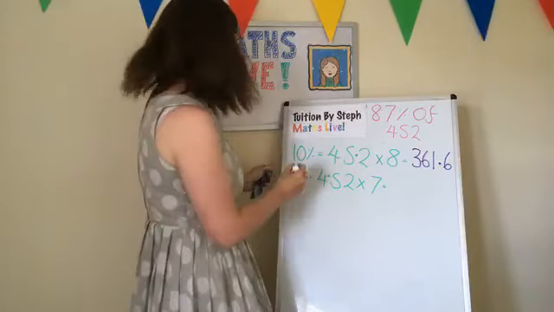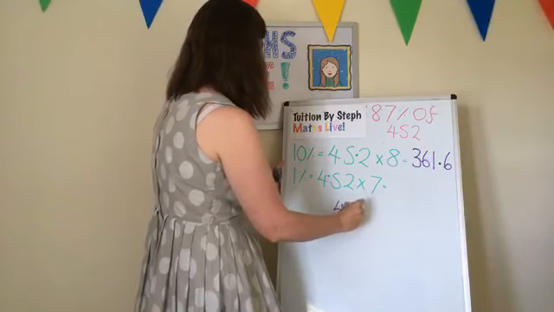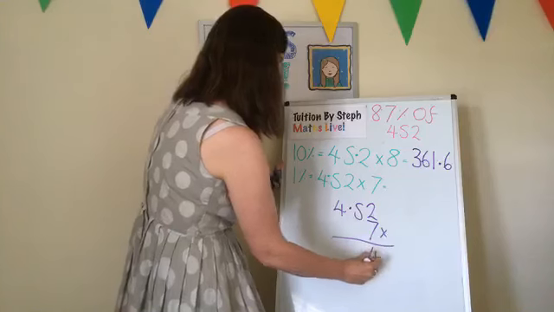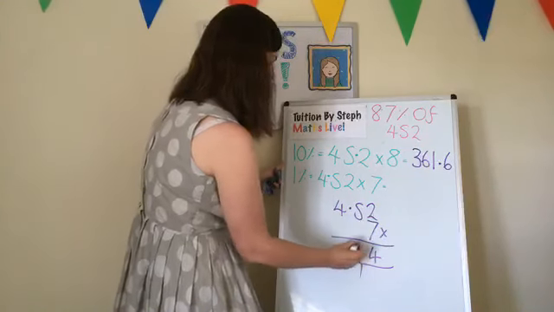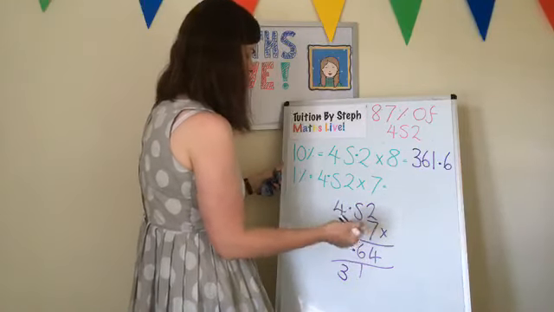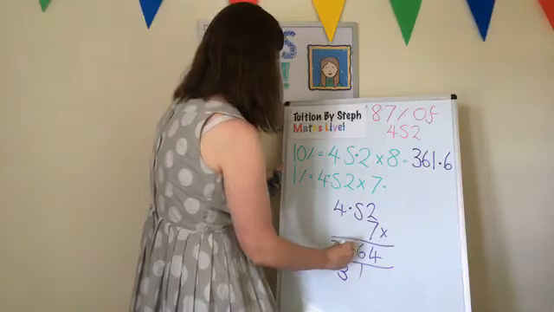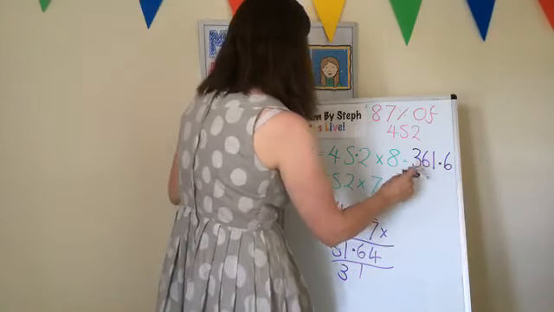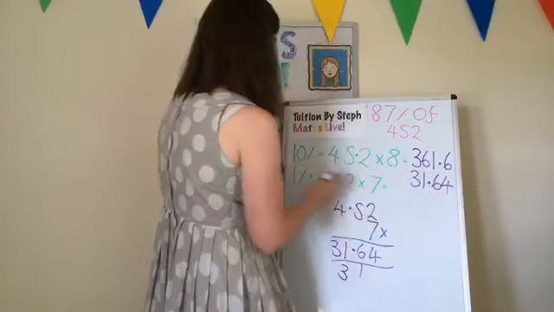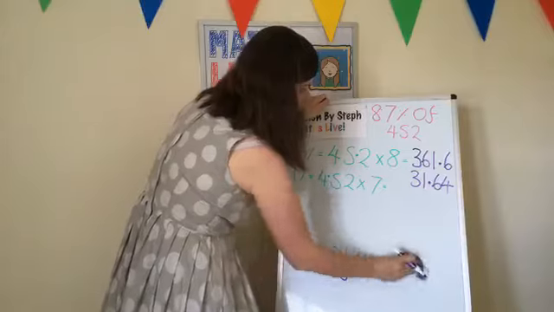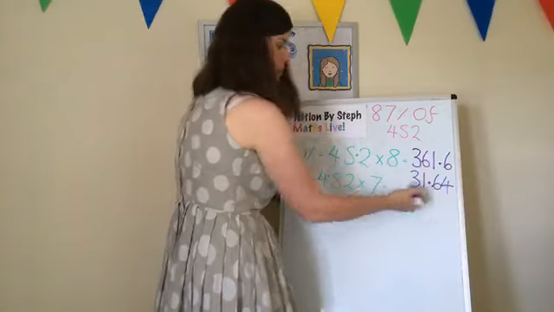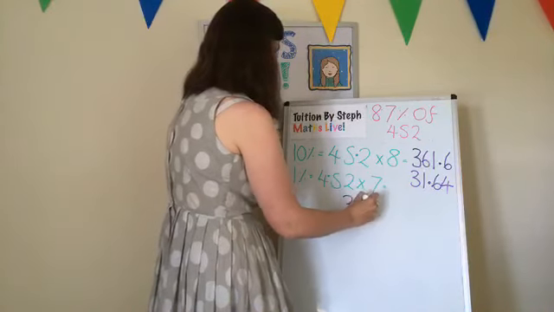And then to find 7%, we've got 4.52 times by 7. 2 7s are 14. 5 7s are 35, so that's 36. And 4 7s are 28, so 29, 30, 31. So then it is 31.64. So now, I've got my 80%, I've got my 7%, I need to add it together, and I'll have 87%.